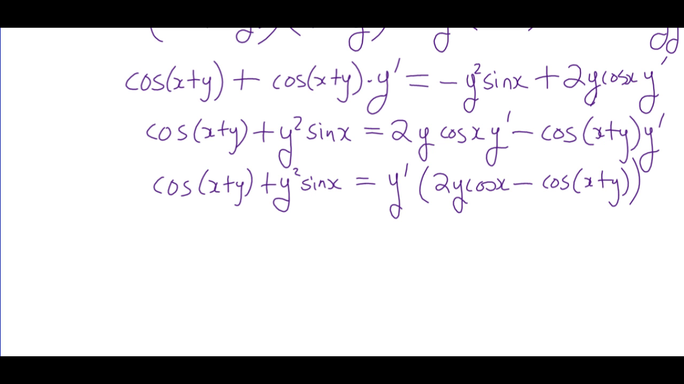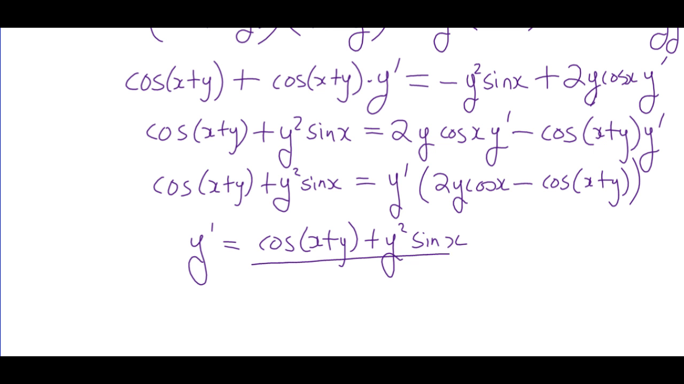Y prime, isolate now, just divide both sides by this. So y prime is the cos of x plus y squared sine x over 2y cos x minus the cos of x plus y. There you go. The slope of the tangent line to whatever that original equation we started with, right? But it had to be done with implicit differentiation, okay? Because you couldn't write it explicitly in terms of y. So if you cannot explicitly write it in terms of y, you must use implicit differentiation.